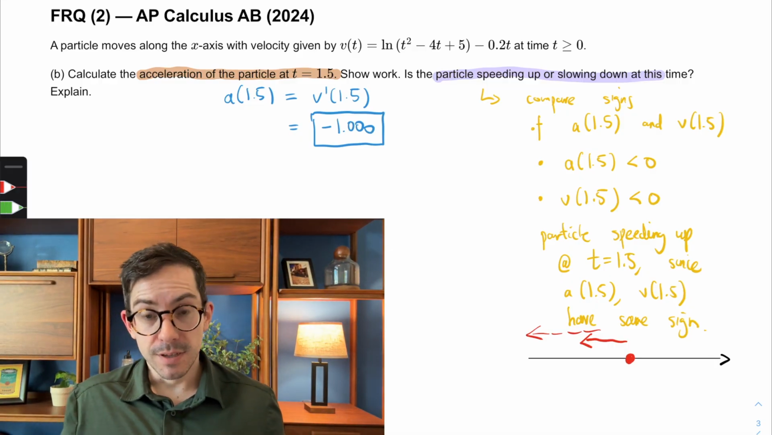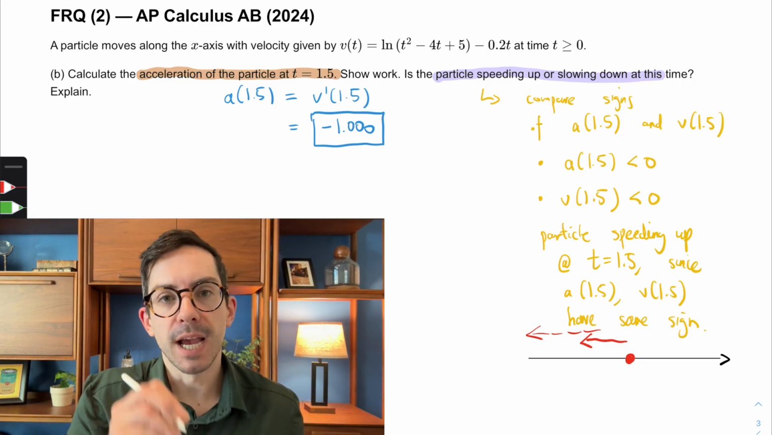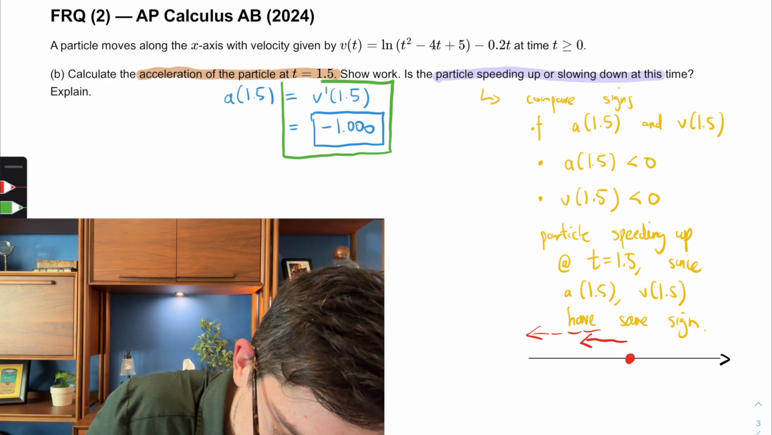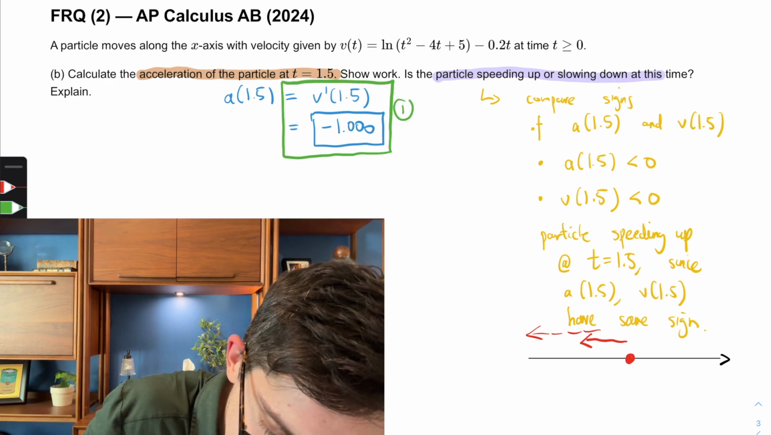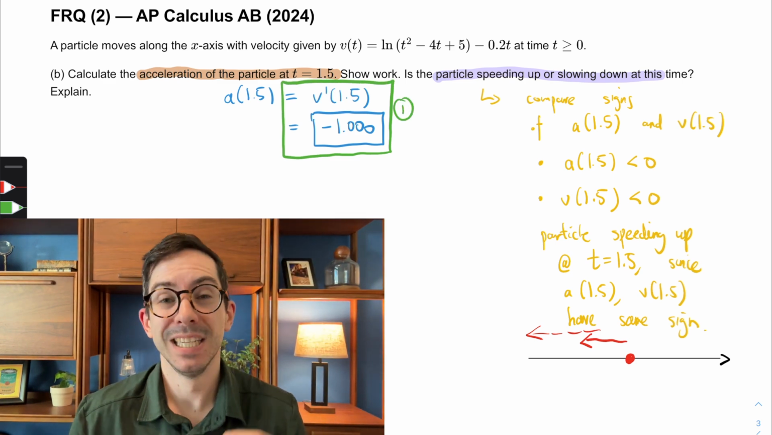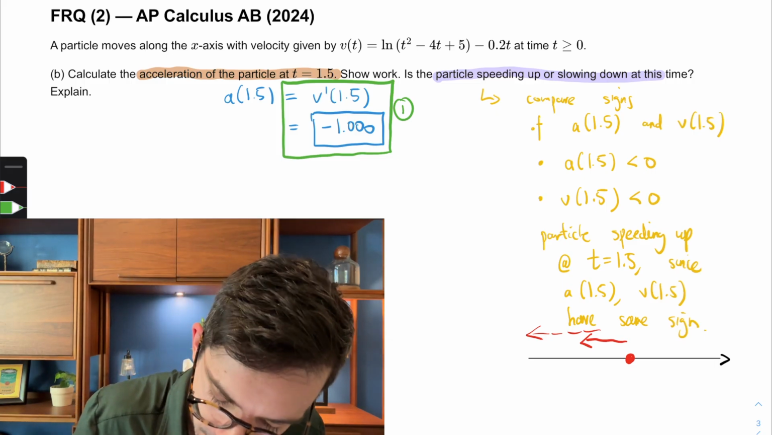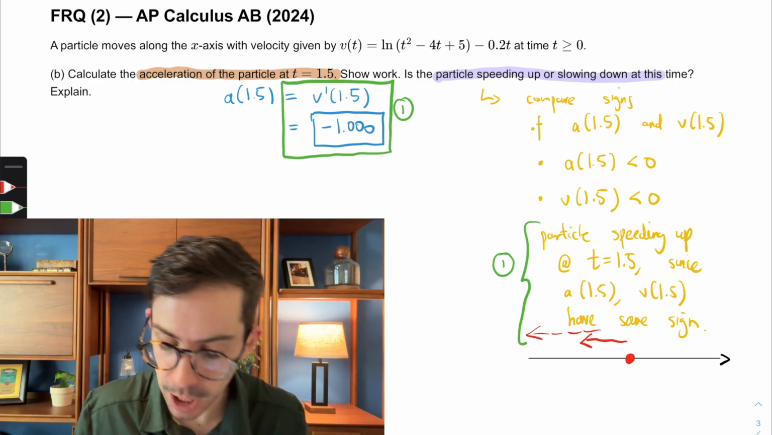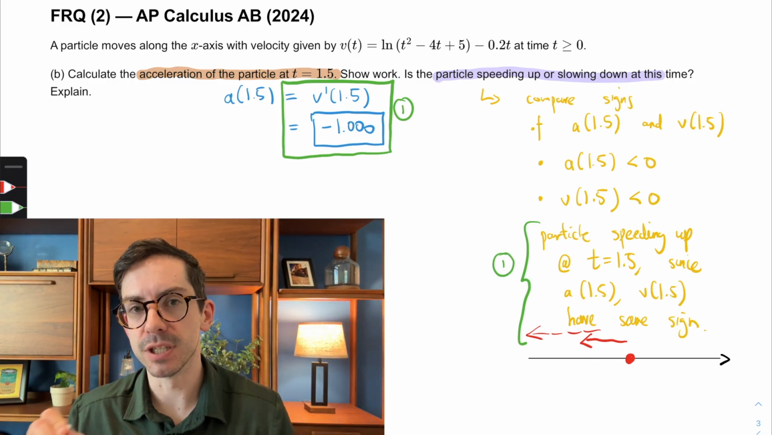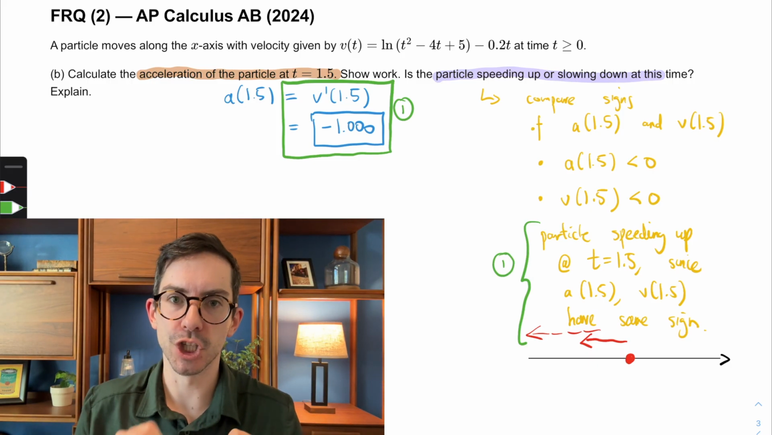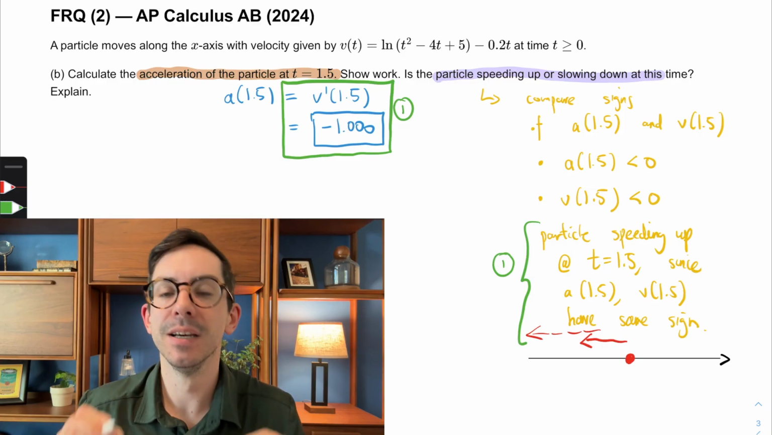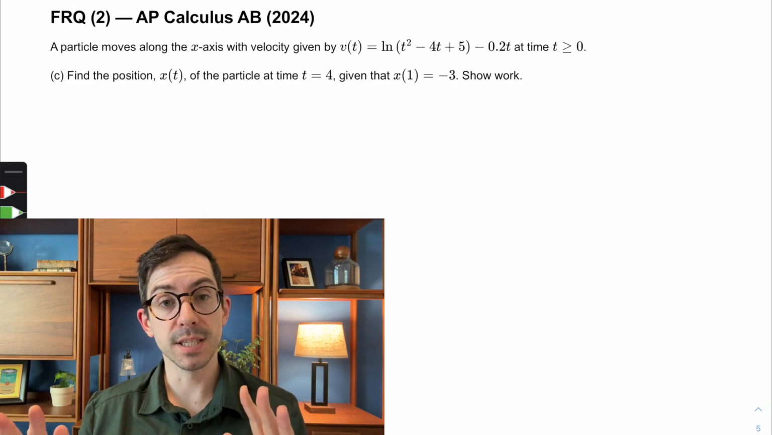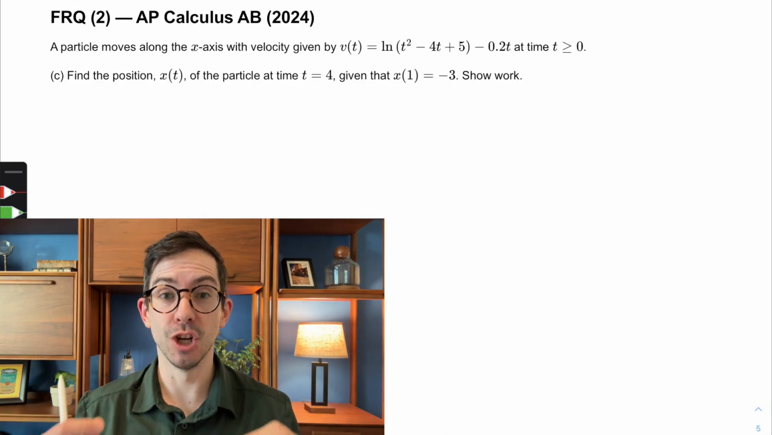So how were the points divided up here? Well, I got 1 point for my calculation of the acceleration, but we needed to show the relationship between A and V prime to get that point. And we got 1 point for our answer of speeding up, as long as we justified by saying acceleration and velocity had the same sign at that moment in time. Nice work. On to part C, which is asking us about the position of the particle.